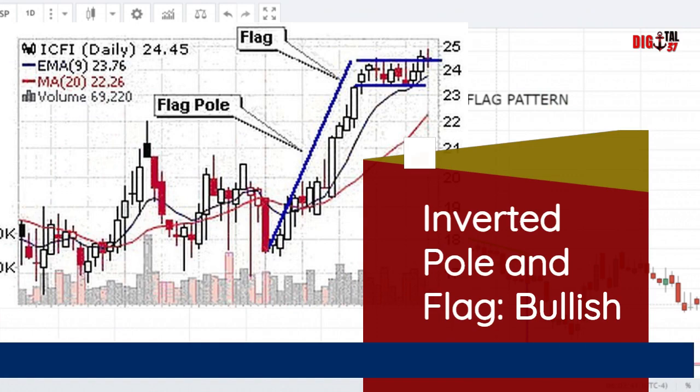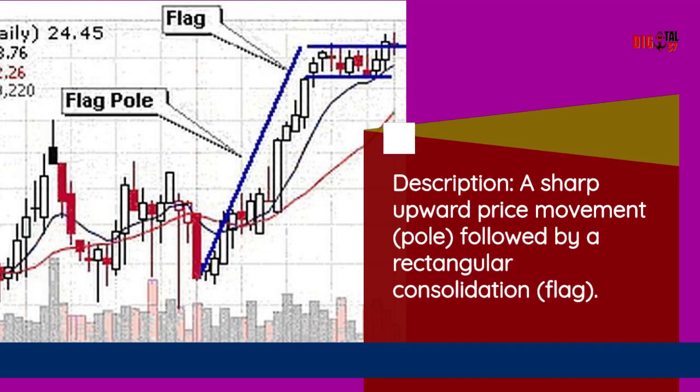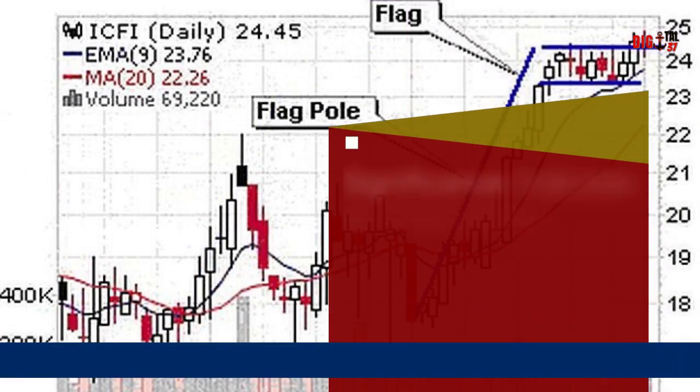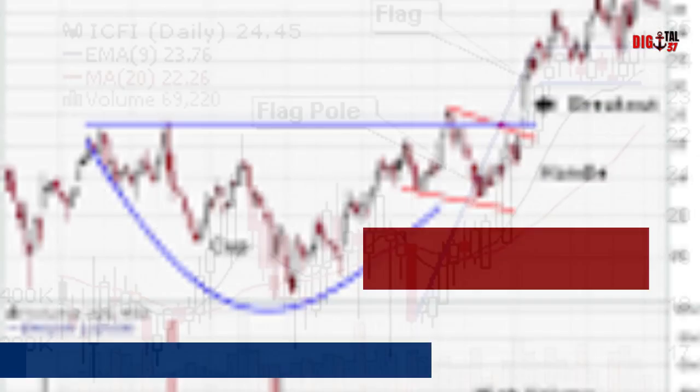Inverted pole and flag, bullish. Description: a sharp upward price movement, pole, followed by a rectangular consolidation, flag. Significance: indicates a continuation of the previous uptrend. Breakout from the flag confirms the continuation.